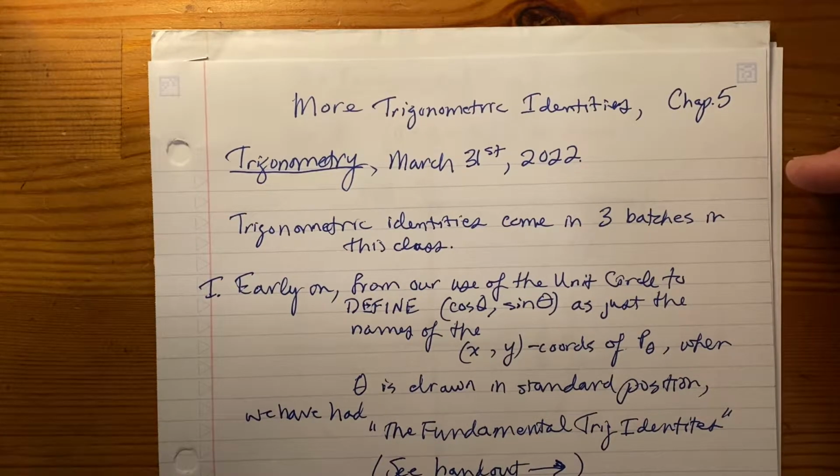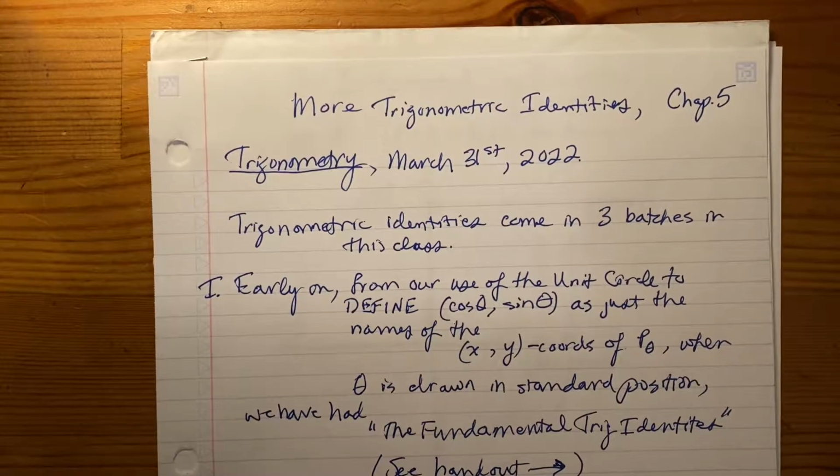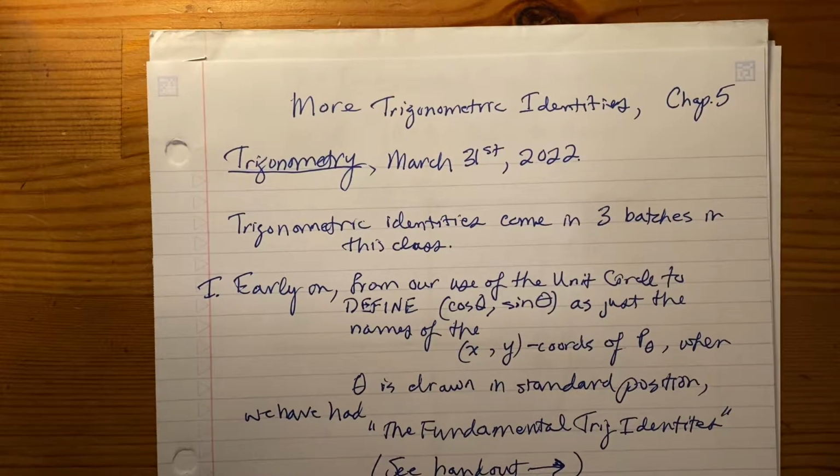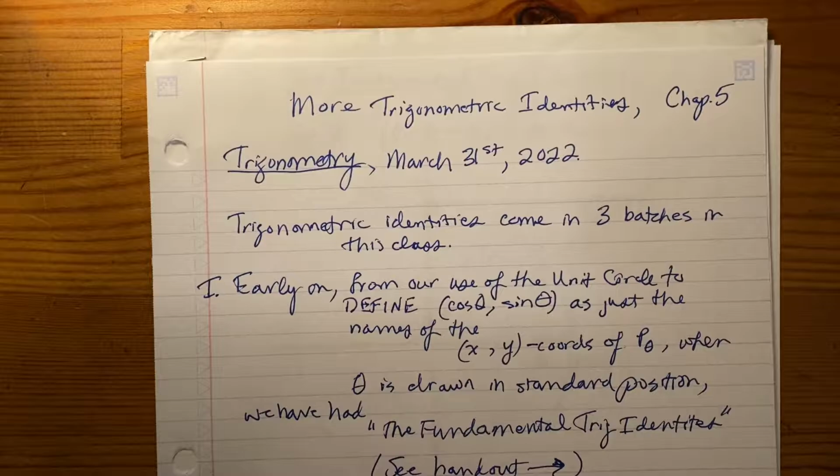Going past graphing trig functions and solving a few elementary baby trig equations, which we've been doing, we move on into chapter 5, where we prove more trigonometric identities. Trigonometric identities, statements that are true no matter what the variable value is allowed to be, come in 3 batches in this course.